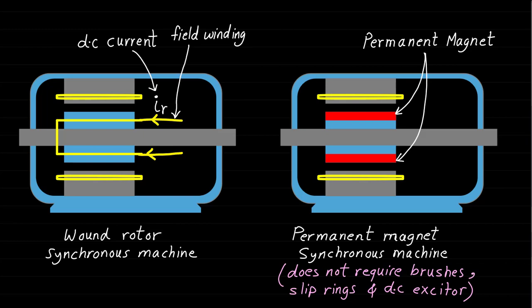The focus of our lectures in this chapter will be only on synchronous machines that have rotor with field windings. In other words, we will focus on the wound rotor synchronous machine.